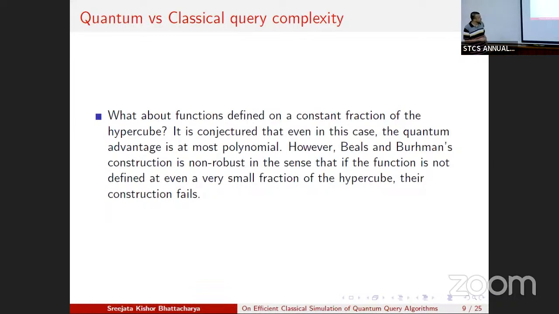So what about promise functions that are defined only on a constant fraction of the hypercube? This is not known yet. Beals-Buhrman's construction crucially uses the fact that it is defined everywhere, and it's very non-robust, in the sense that if the function is not defined even on a very small fraction of the hypercube, their proof fails, at least if you try to directly adapt it. So now the open problem that I'm going to discuss is the following. Suppose you have a function that is defined on a constant fraction of the hypercube. Can there be a super polynomial separation between its quantum and classical query complexity? And the conjecture is no.